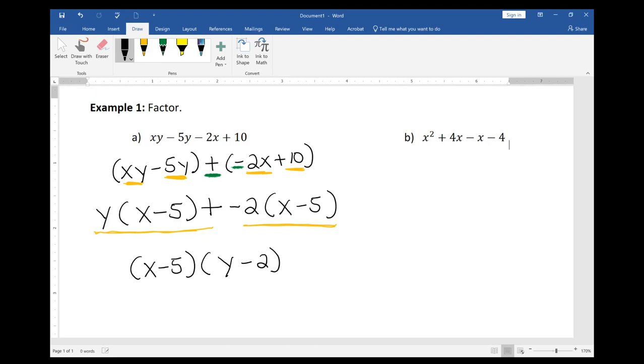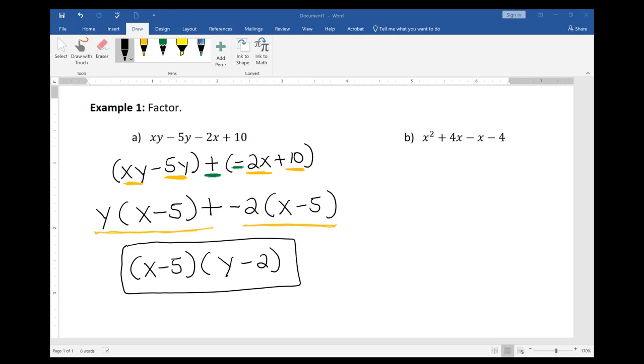So if we factor xy minus 5y minus 2x plus 10 by grouping, we get x minus 5 times y minus 2 as our result. Don't forget, we can always check our work. We could check our work by multiplying, and if we multiply these two together and get the original problem, then we have done it correctly.